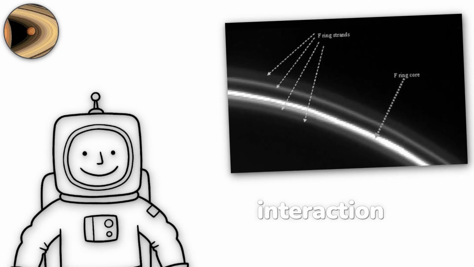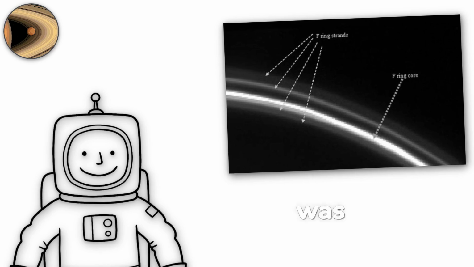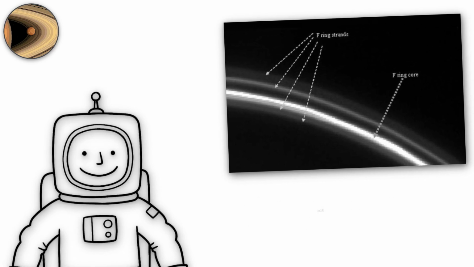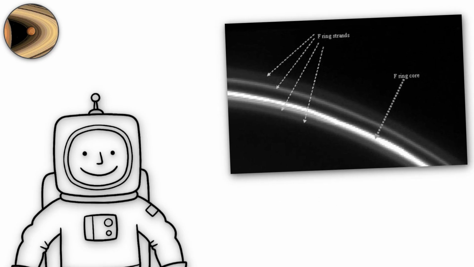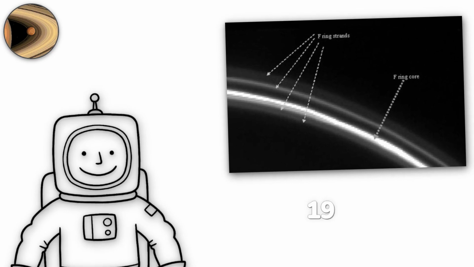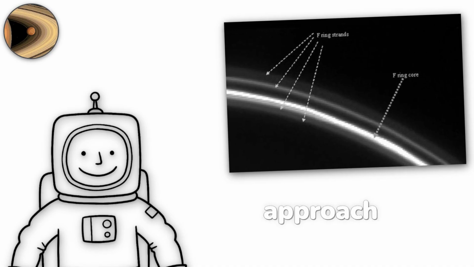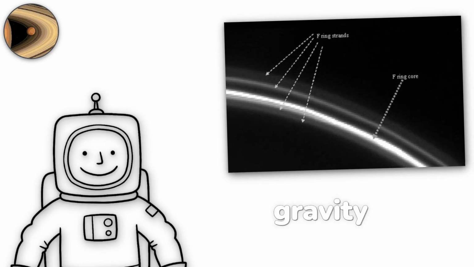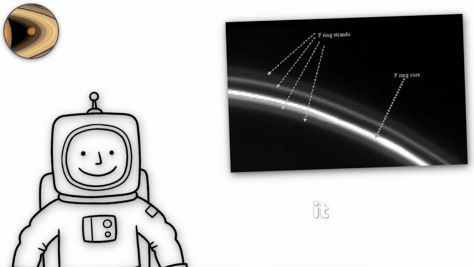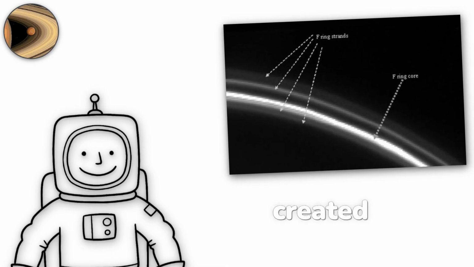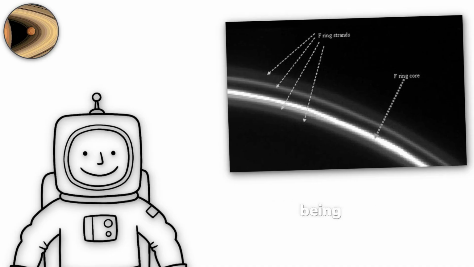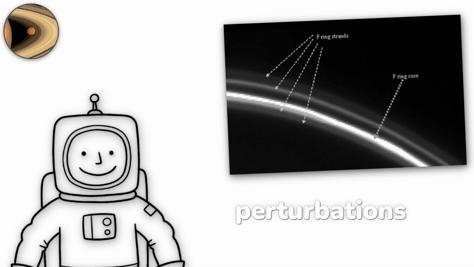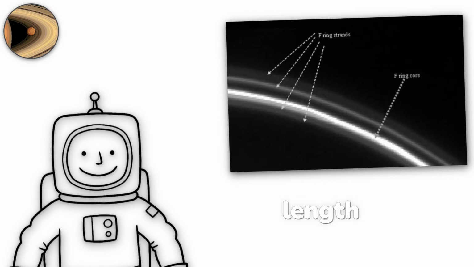The gravitational interaction between Prometheus and the F ring was more complex than simple edge shepherding. Prometheus's slightly elliptical orbit brought it into close proximity with the F ring once every approximately 19 hours, and each close approach created a distinctive channel or kink in the F-ring structure as Prometheus's gravity disturbed the ring particles nearest to it, the series of channels and kinks created by successive Prometheus passages being visible in Cassini spacecraft images as a regular pattern of perturbations along the ring's length.